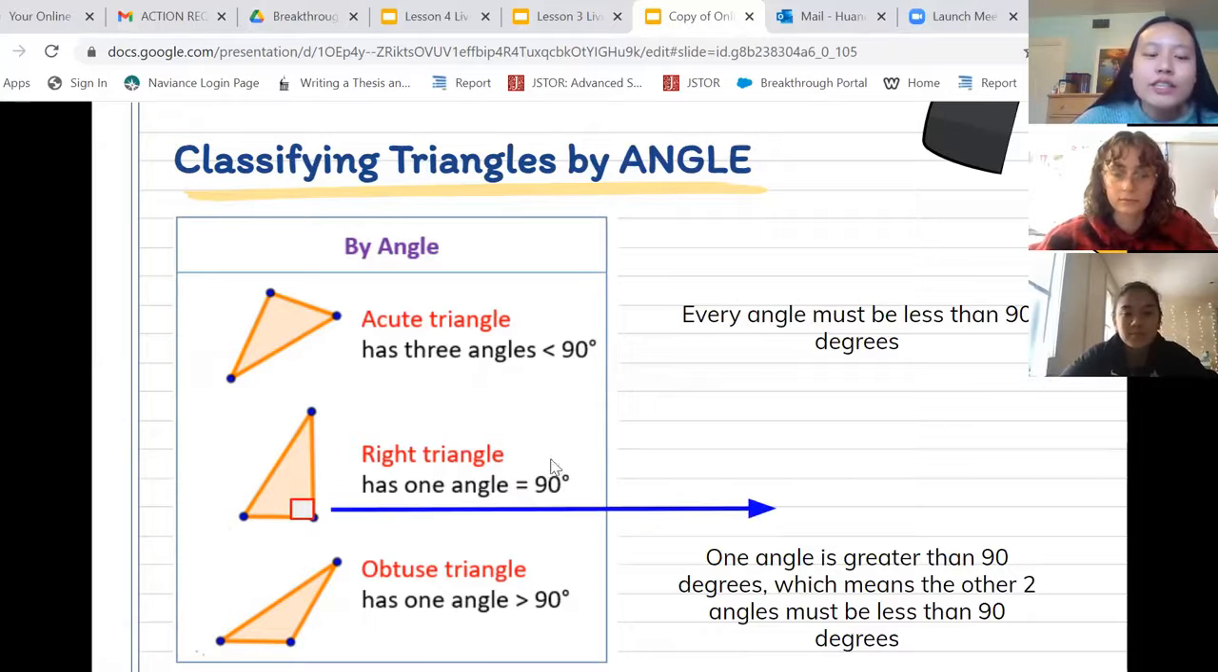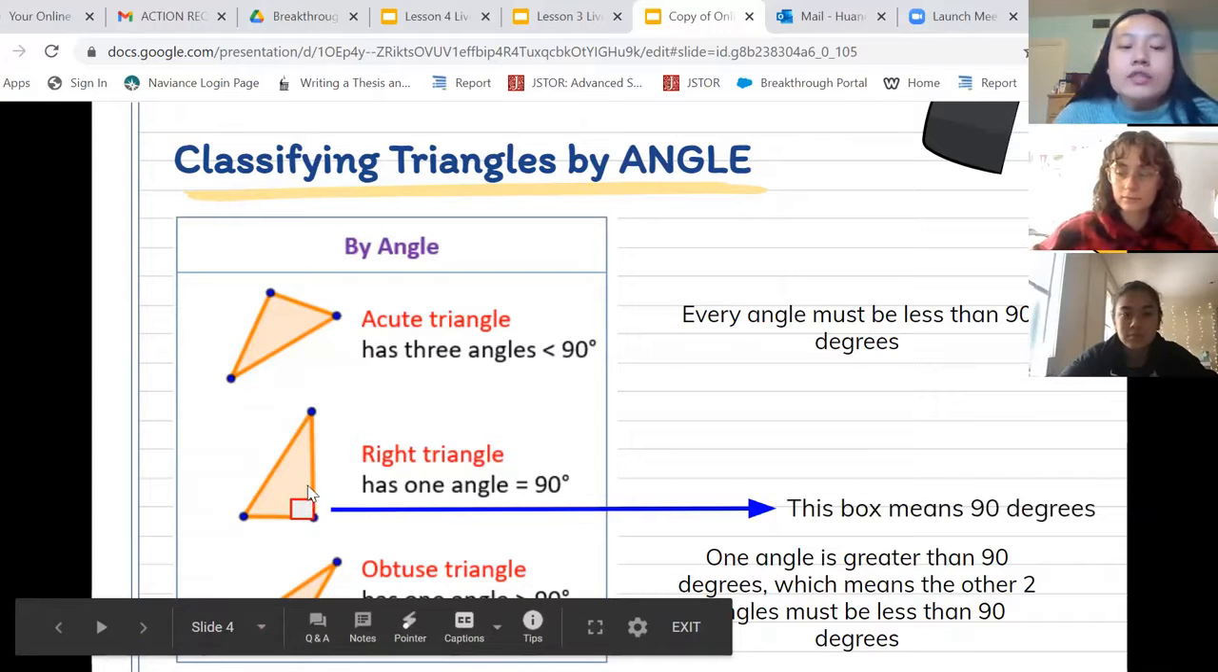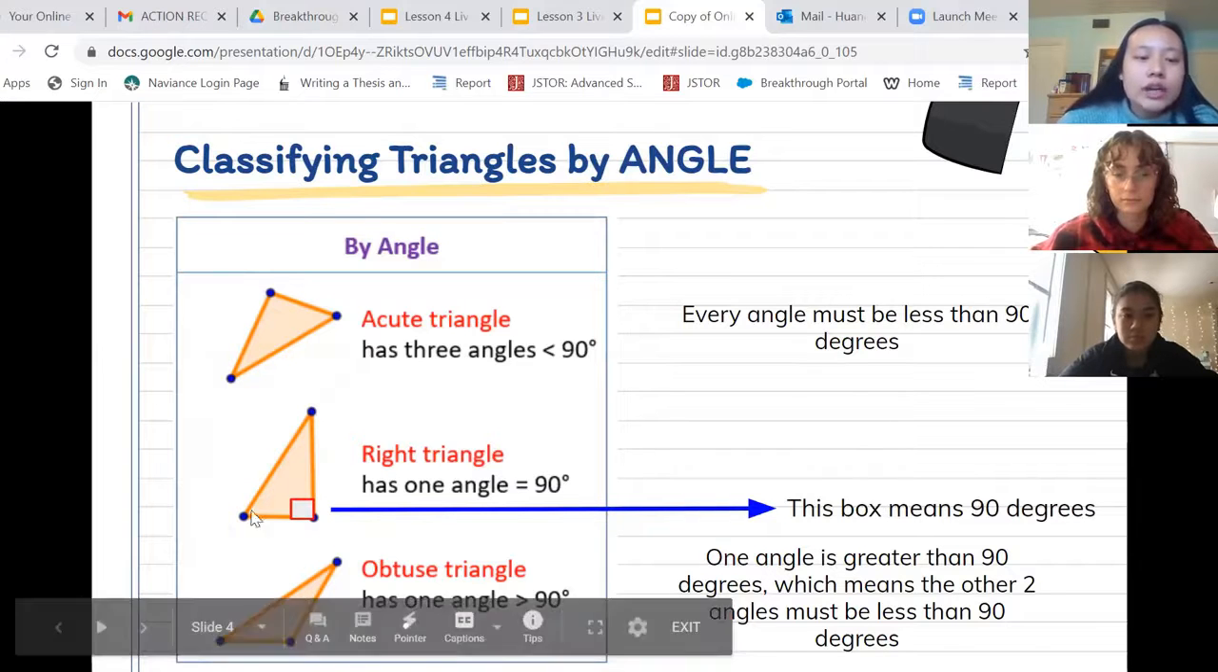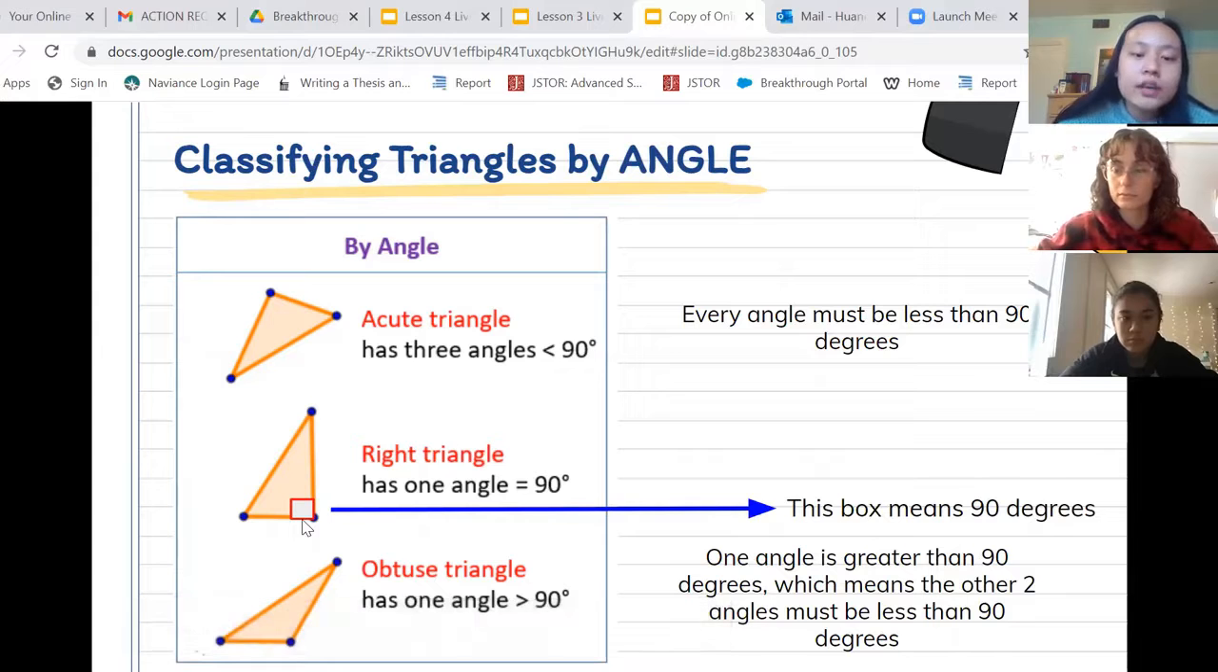Perfect. And if we see this little square in the corner of this diagram here, this square means that this angle equals 90 degrees. So if you see a triangle that looks like it's a right triangle, if it doesn't have this box down here, that means it's not equal to 90 degrees, and we know that it's not a right triangle. And the last one is the obtuse triangle, where one angle is going to be greater than 90 degrees.